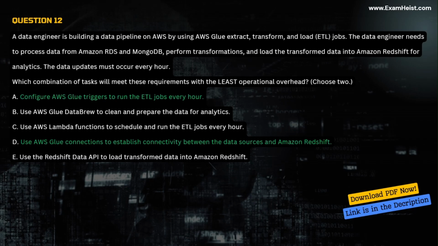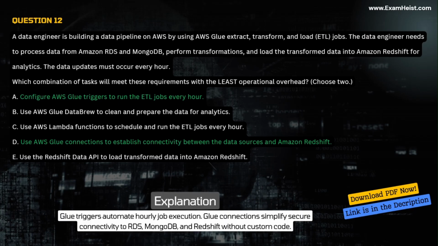Correct answer A and D. Configure AWS Glue triggers to run the ETL jobs every hour. Use AWS Glue connections to establish connectivity between the data sources and Amazon Redshift. Explanation. Glue triggers automate hourly job execution. Glue connections simplify secure connectivity to RDS, MongoDB, and Redshift without custom code.